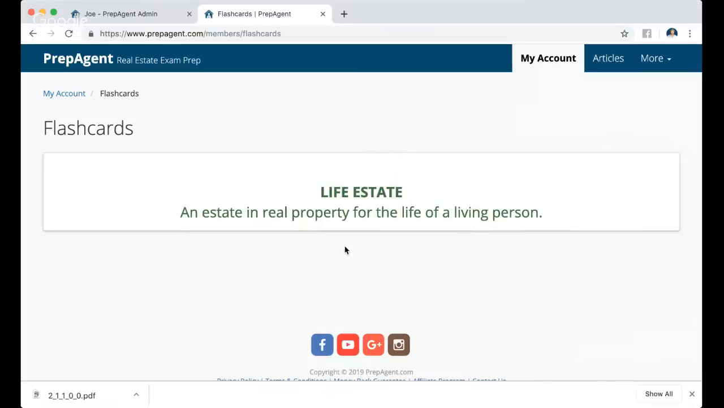All right, guys, that's it for today. This is Joe from PrepAgent. I hope this was helpful. And as always, make sure you learn your vocabulary to the best of your ability before you advance on to questions. I cannot guarantee you'll pass if you know all the vocabulary, but I can guarantee you'll fail if you don't. It's not the end, but it is the beginning and where to start.